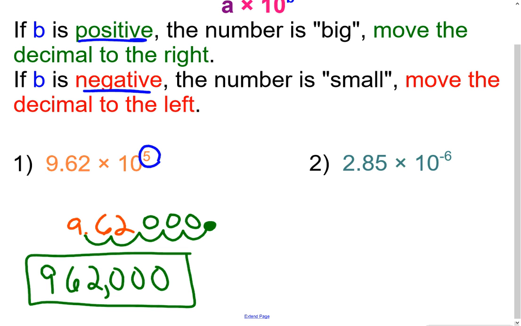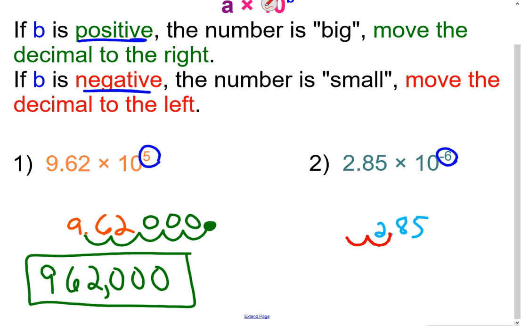Now, on the other side, we come over here, and now we notice that our b value is negative. Therefore, we have a small number. So this time, we have to move our decimal the other way. So we now have, we start with 2.85. And since we have a negative exponent, we have a small number. We need to make it look small.